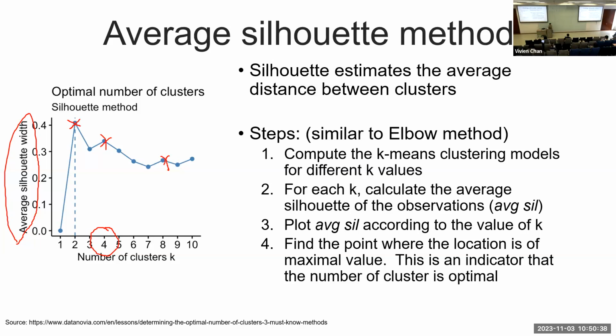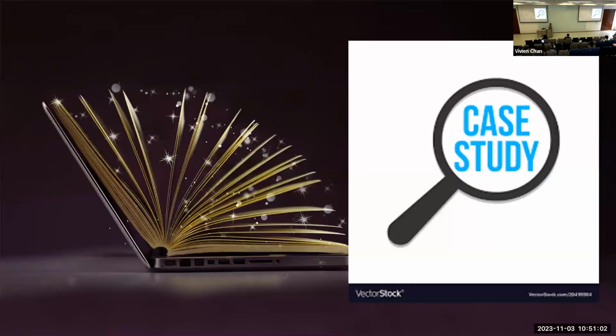Sometimes I may choose a larger number to look at the results first. Say, for example, if I choose k equals 4, and I find that actually 2 clusters can be used to represent the final result, then I will go back and use k equals 2. Let me illustrate the idea using the case study.